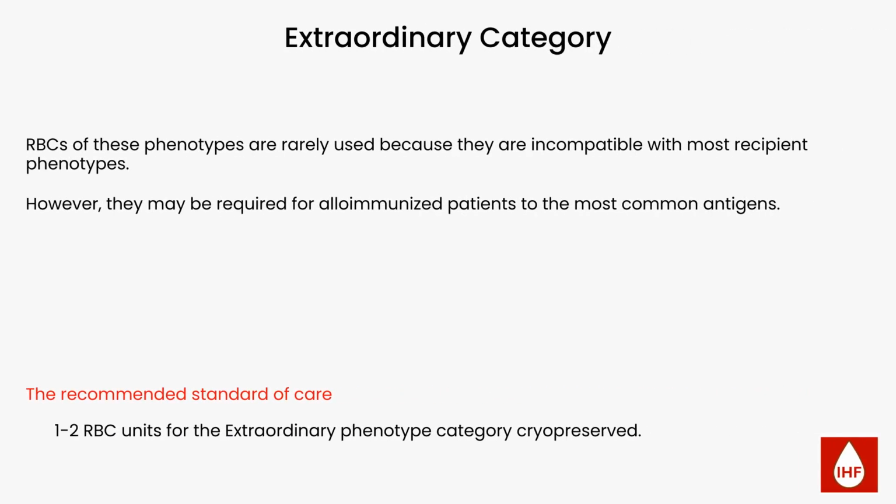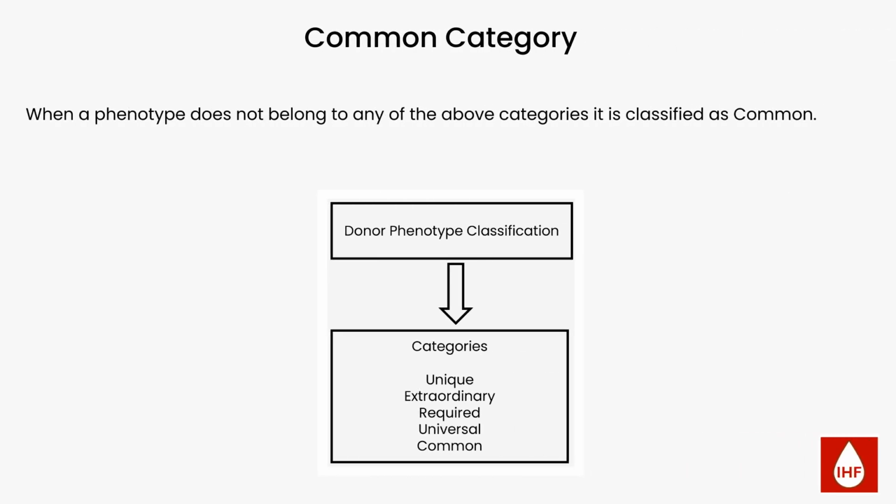RBCs of these phenotypes are rarely used because they are incompatible with most recipient phenotypes. However, they may be required for alloimmunized patients to the most common antigens. Because of that, the recommended standard of care is to keep 1-2 cryopreserved RBC units for each extraordinary phenotype. Finally, when a phenotype does not belong to any of the above categories, it is classified as common.